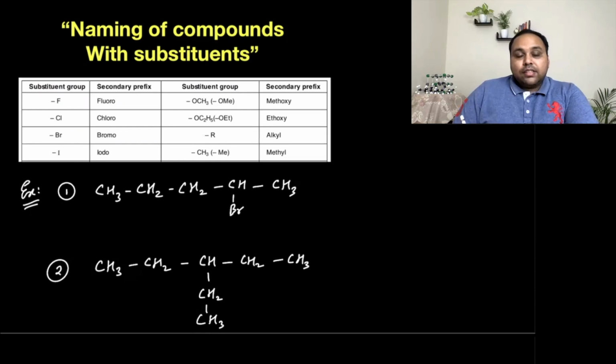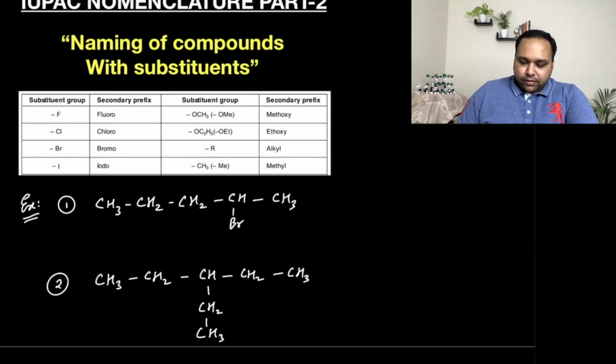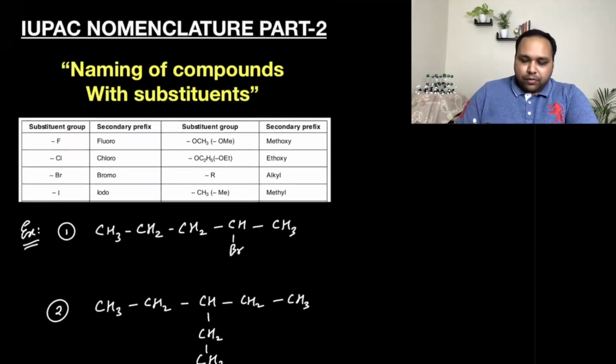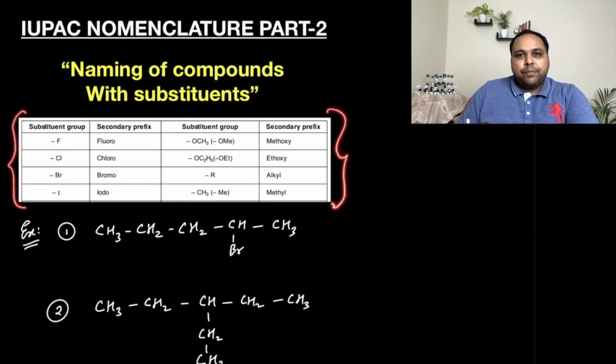So this is the second part of our lecture series. In the first part we saw basic nomenclature. In the second part we'll try to learn how to name the compounds with substituents. So here we have listed a few substituent examples. There are other substituents as well, but let's keep our focus on a few of these.